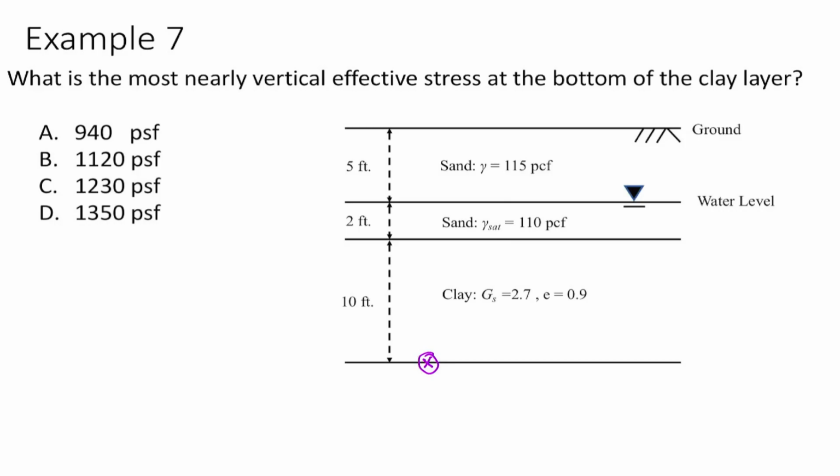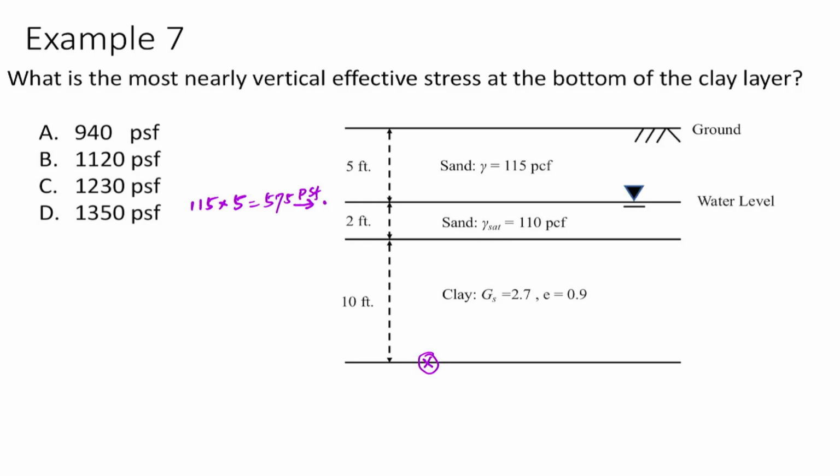So let's look at the first layer. The gamma is 115. It's dry. So the effective stress right over here is basically 115 times 5, right? So 115 PCF times 5 feet. So we're talking about 575 PSF, pounds per square foot.